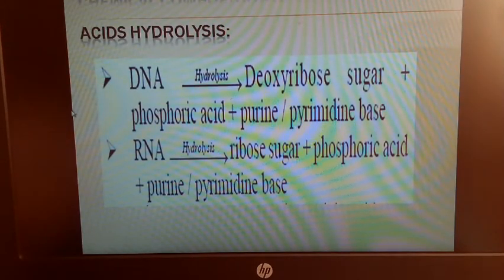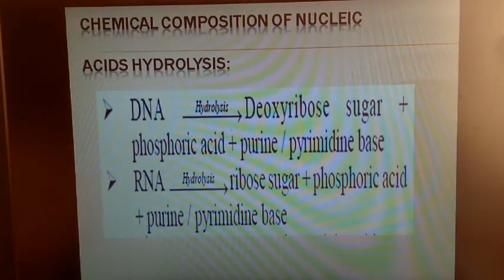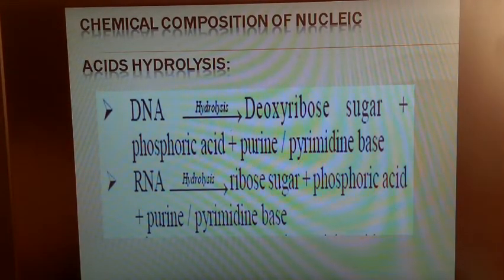This is the chemical composition of nucleic acids on hydrolysis. If you hydrolyze the DNA, it is going to give deoxyribose sugar, phosphoric acid, and a purine or pyrimidine base. The base may be either purine or pyrimidine. It is generally called base, so you can just write it as base.